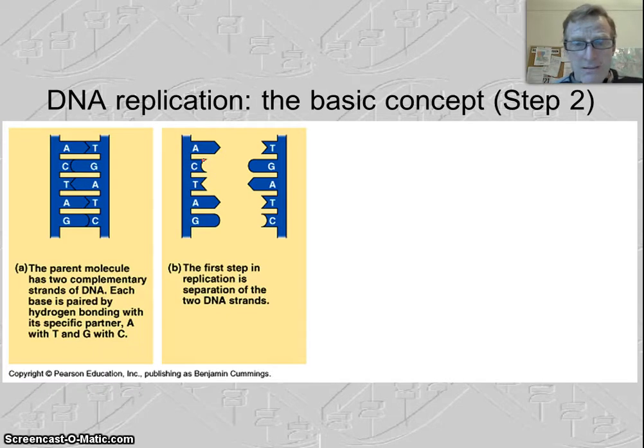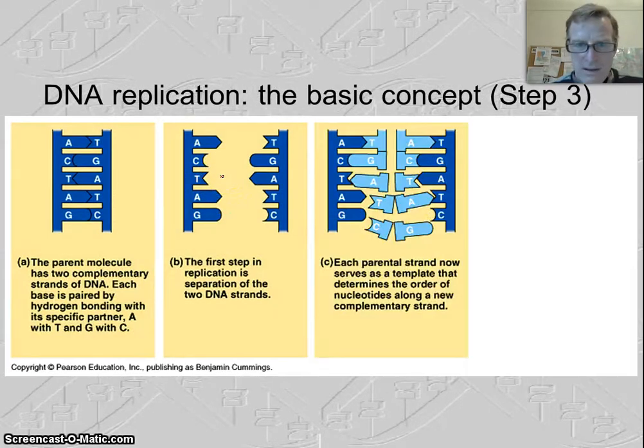Another enzyme called DNA polymerase is going to come through, and it's going to attach the appropriate complementary nucleotide. So if there's a guanine, it's going to attach a cytosine. If there's an adenine, it's going to attach a thymine, and so forth. So this is what's happening. You can't see the enzyme there, but it's attaching all of the proper complementary nucleotides.